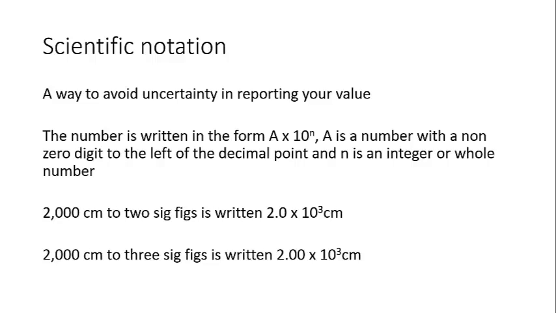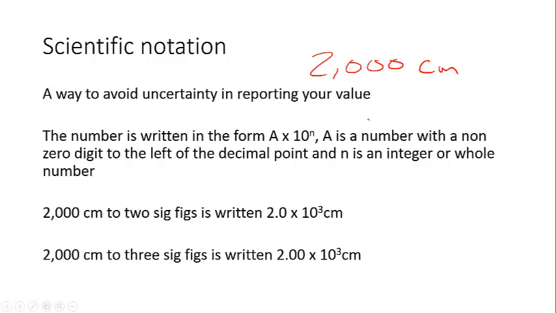Let's say that someone reports a measurement of 2,000 centimeters. Well, based on this number, you're not certain whether there are 1, 2, 3, or 4 significant figures associated with this number. Well, a way to avoid uncertainty is to report your number in scientific notation.